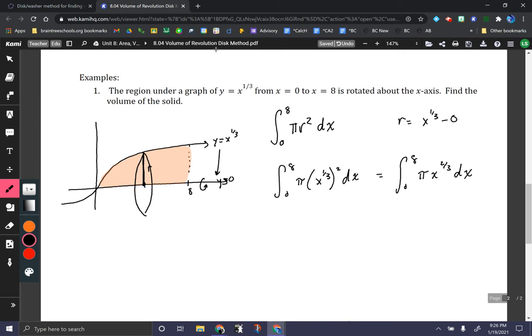So the antiderivative is going to have x to the 5/3 times 3 over 5, and we've got our constant pi, and we're evaluating this from 0 to 8. So we're looking at 3 pi over 5 times 8 to the 5/3 minus a total of 0 when we plug in x equals 0. Cube root of 8 would be 2. 2 to the 5th would be 32. So we're looking at 3 pi over 5 times the 32, or a total of 96 pi over 5 is our area of revolution.